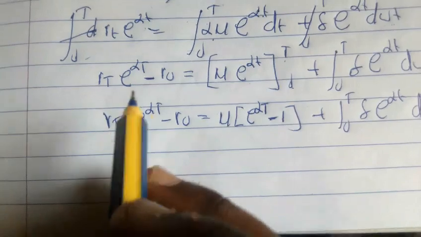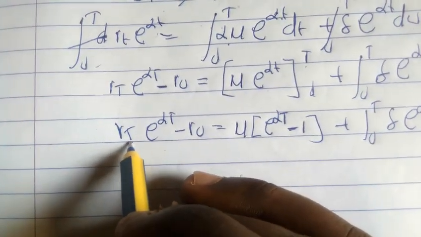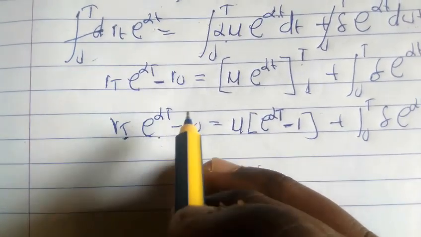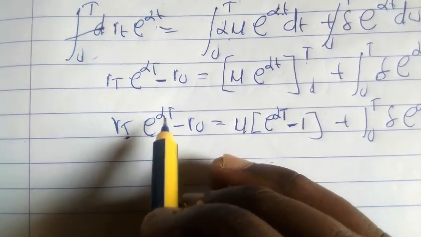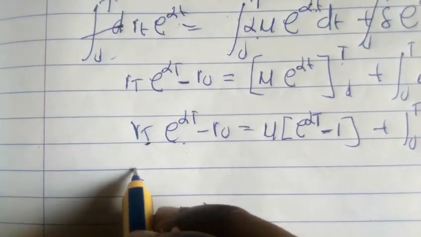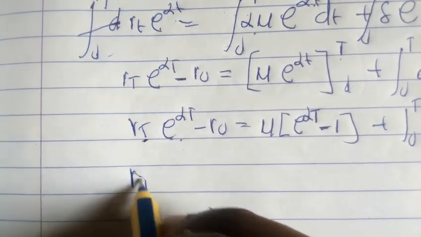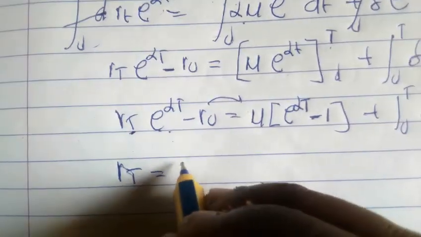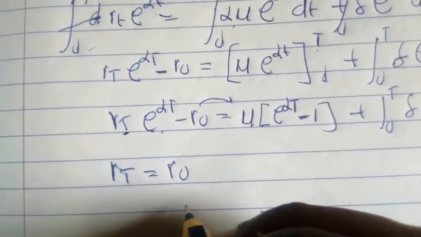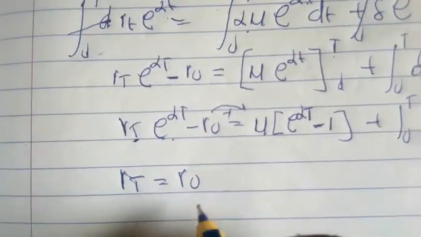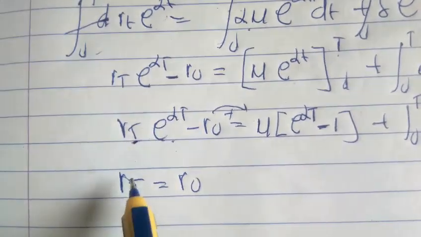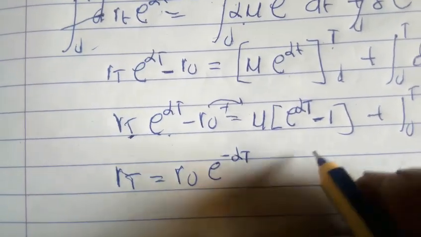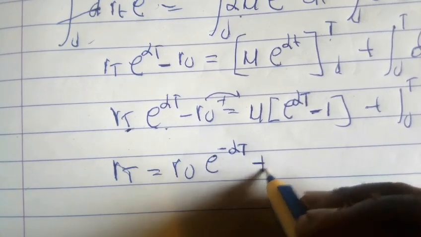Sorry. To make RT the subject, because we need the exact solution, we are going to divide both sides by exponential raised to the power alpha T. So our exact solution will be RT is equal to, we take this one to the other side, it will become R naught with a positive sign because it has a negative sign. Then if we divide this one, this one will cancel, and the other side will become exponential raised to negative alpha T plus mu.